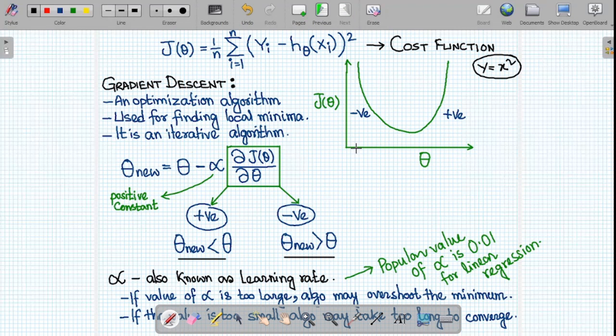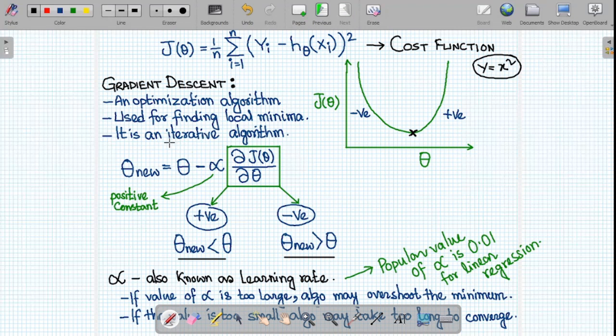Now, what is our target? We have to find out a specific theta value for which the cost function j of theta will be as minimum as possible. In this case, this point will be the point where j theta will be minimum. We have a number of ways to find out the appropriate theta value for this point. One among them is gradient descent. Gradient descent is an optimization algorithm. It is used to find local minima of a function.